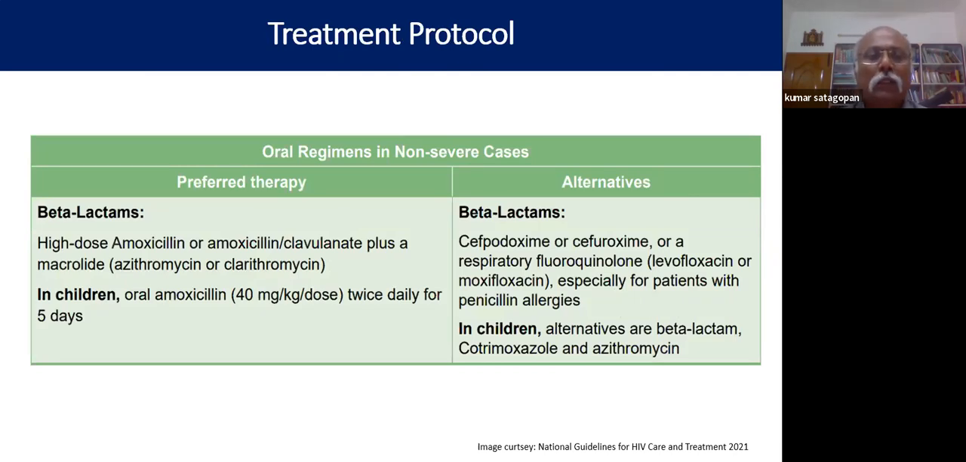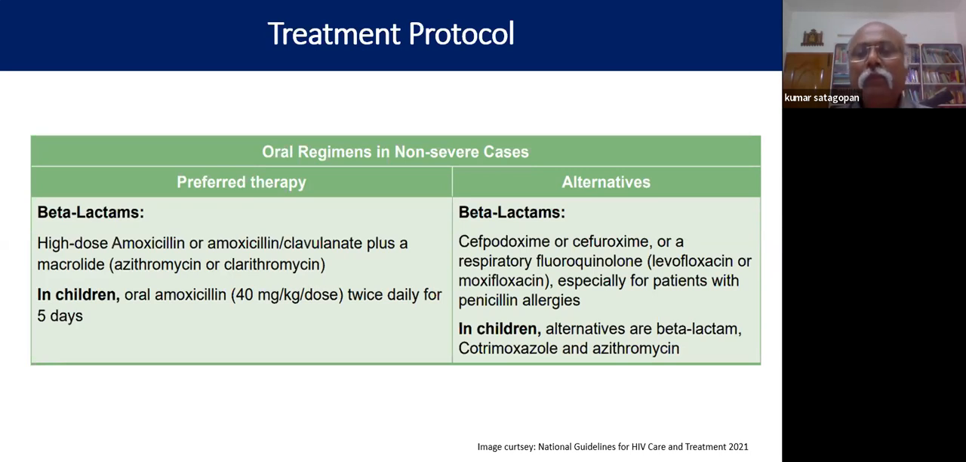Treatment protocol. High dose amoxicillin, or whatever antibiotic is available in your region, with the microbiologist's advice or the senior physician's advice, you can start the treatment. Only thing you have to cover for the atypical organisms, usually with azithromycin or sometimes with the quinolones. Even though you give high dose of amoxiclav, you have to cover for the atypical organisms with a second antibiotic.